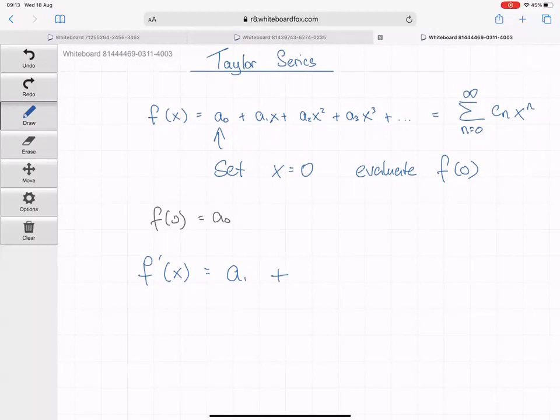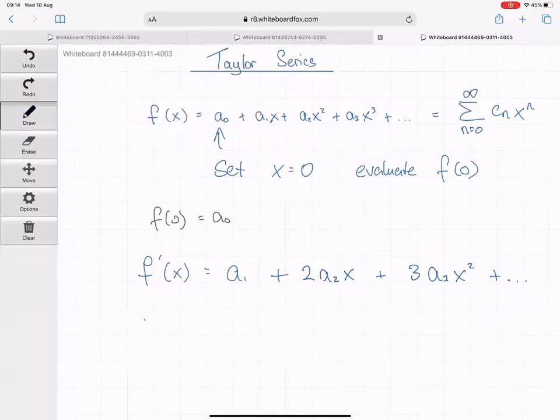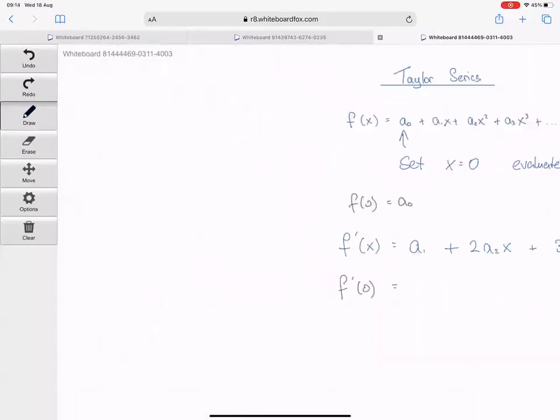And then the next one, what will we get? We'll get 2 comes down, a2 x. And then what? 3 comes down, a3 x squared. Yeah. And so on. Okay. Then we set x to 0 again, and we evaluate the derivative of the function at 0. So what this is essentially doing is, say there's a function, it could be doing anything.